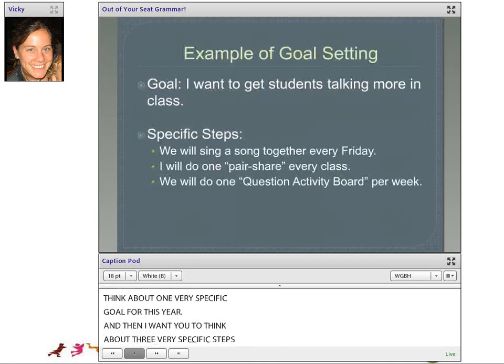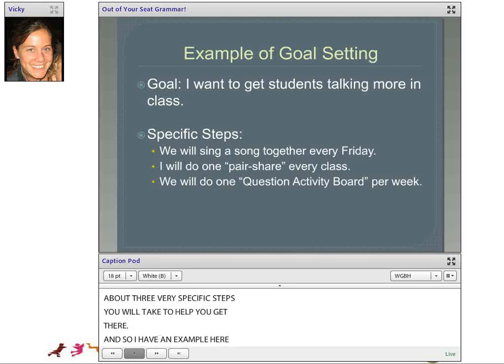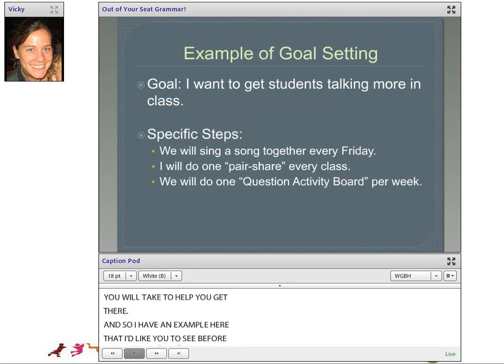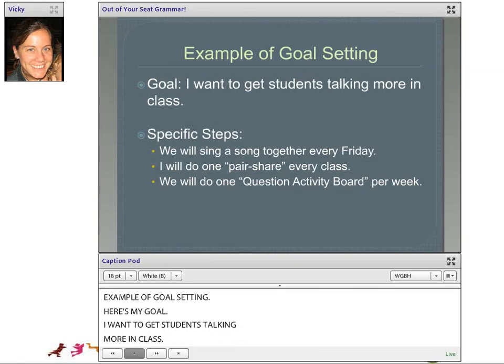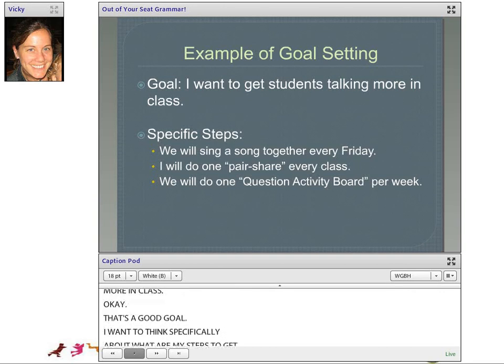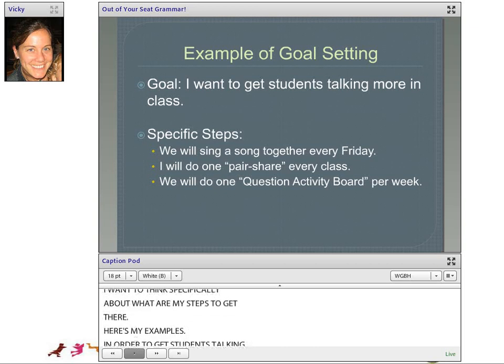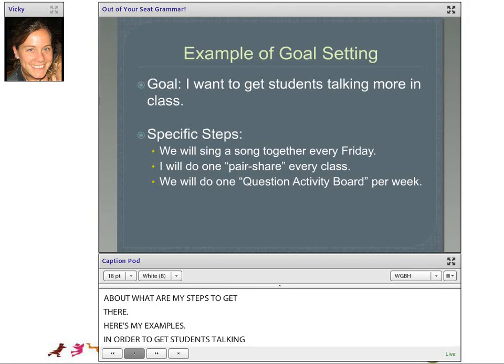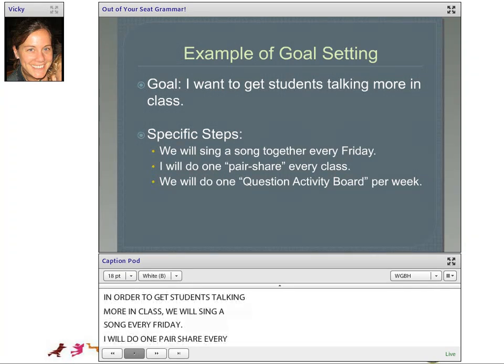And so I have an example here that I'd like you to see before you do your own. Example of goal setting. Here's my goal. I want to get students talking more in class. Okay, that's a good goal, but I want to think now specifically about what are my steps to get there. Here are my examples. In order to get students talking more in class, we will sing a song together every Friday. I will do 1 pair share every class. We will do 1 question activity board per week. Those are the steps that will guide me to my goal.